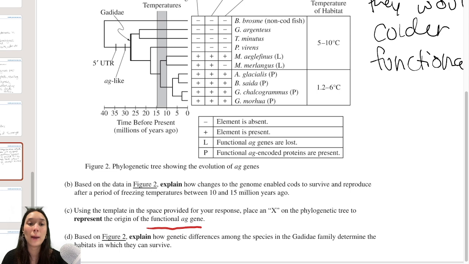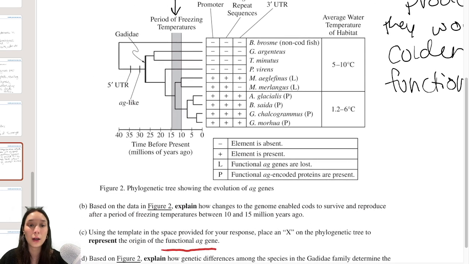So what's happening here is you're having the emergence of this AG-like gene right here. These ones just completely are missing all of the functional components of it, so these are not going to include any of the AG functional genes. Which ones do have the AG functional genes are these ones over here. Now, the issue for students here is these two over here. Obviously these ones have functional AG genes. They have this P here, which means that they're functional.